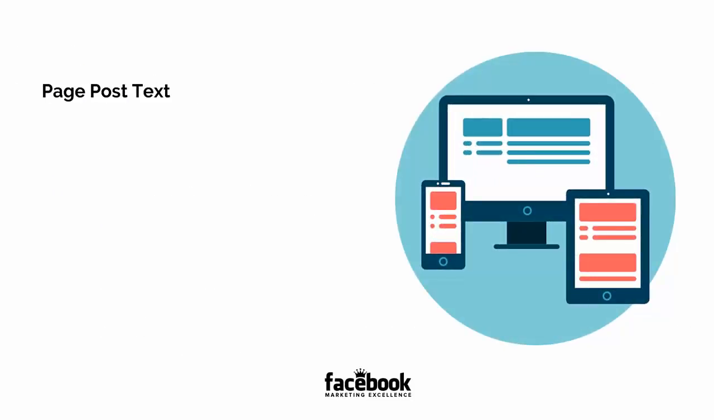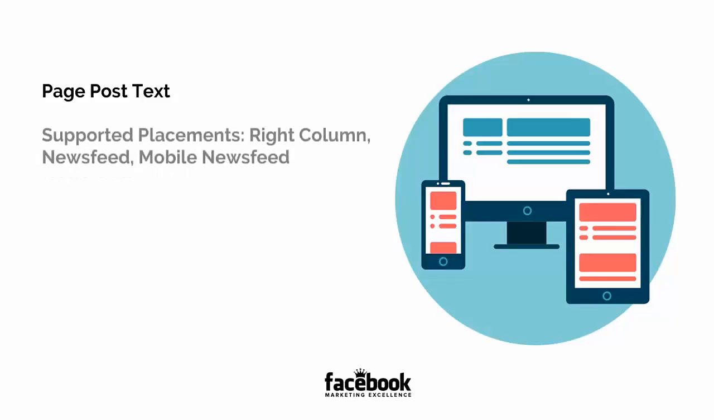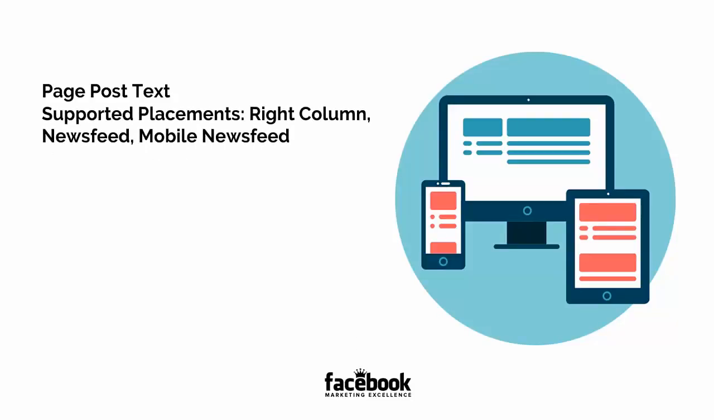Then you've got page post text, and supported placements are right column, newsfeed and mobile newsfeed. This of course allows you to showcase some text, but it's a little bit of an anomaly when it comes to Facebook advertising. The problem with this one is that there isn't really much reason to use it. Images are much better at grabbing attention.